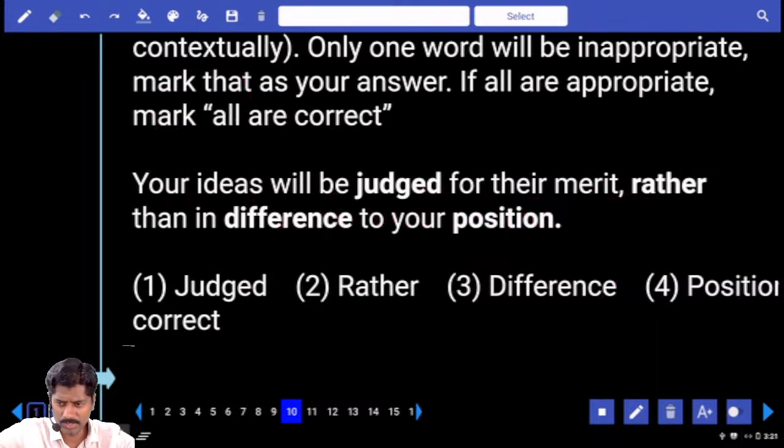Your ideas will be judged for their merit rather than indifference to your position.